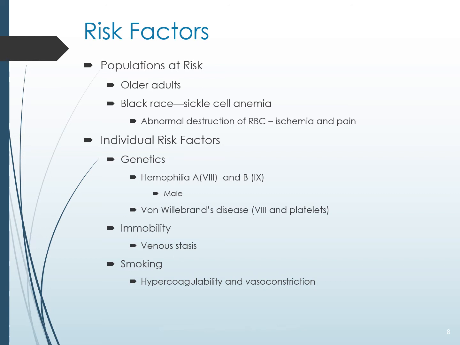Individuals of black race may have a genetic disorder called sickle cell anemia. When affected persons experience hypoxia, dehydration, low temperature, or metabolic acidosis, their red blood cells change to the shape of a sickle, which results in abnormal clotting in peripheral arteries, causing ischemia and pain.